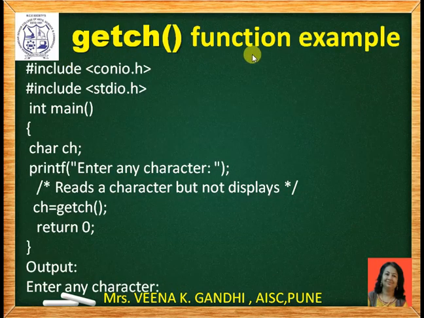Let us see an example of this getch. Now you include the conio.h file here. Every program contains a main function. We define a character variable ch. We print here, enter any character. Then we read that character by using getch, and then it returns to the main function. Now if you run this program on the Turbo C compiler, it will show enter any character. You type the character, but it will not display any character on the screen or terminal.